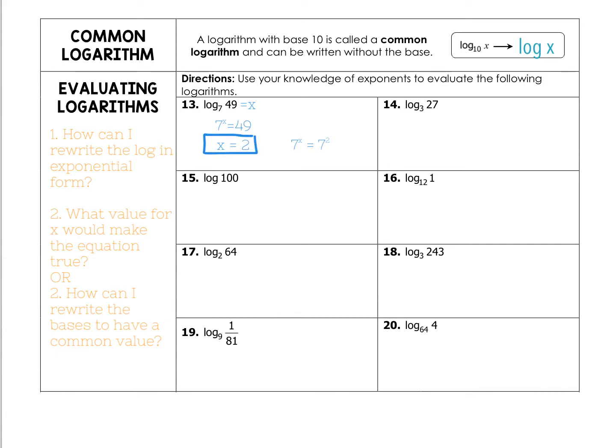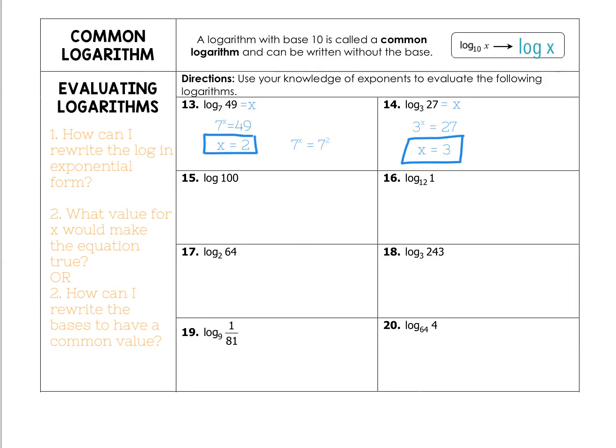All right, so let's go to number 14. So log base 3 of 27, and I need to evaluate it. So we're going to set it equal to x. All right, so how can I rewrite the log in exponential form? So go ahead and pause the video and rewrite that log into exponential form. So 3 to the x equals 27. So I can either use my practical thinking to solve it, or I can use those equations. So 3 to the x equals 27. Well, I know 3 times 3 is 9, times 3 is 27. So that would make x 3.